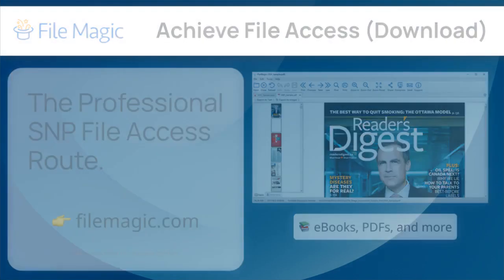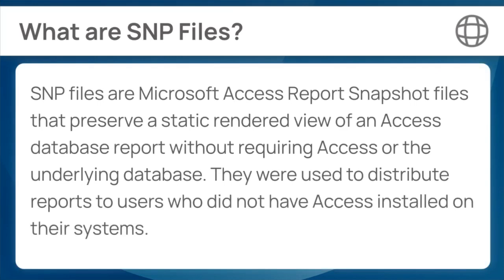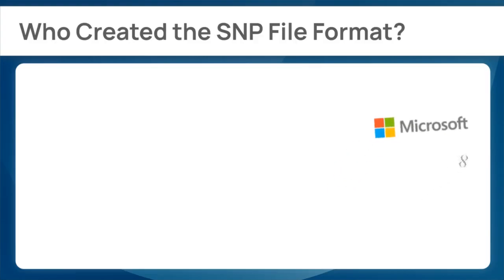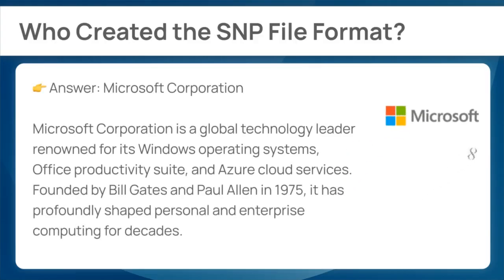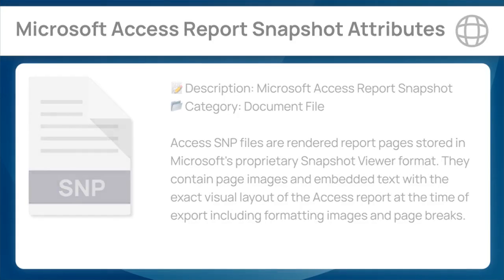SNP files are Microsoft Access Report Snapshot files that preserve a static rendered view of an Access database report without requiring Access or the underlying database. They were used to distribute reports to users who did not have Access installed on their systems. Access SNP files are rendered report pages stored in Microsoft's proprietary Snapshot Viewer format. They contain page images and embedded text with the exact visual layout of the Access report at the time of export, including formatting, images, and page breaks.